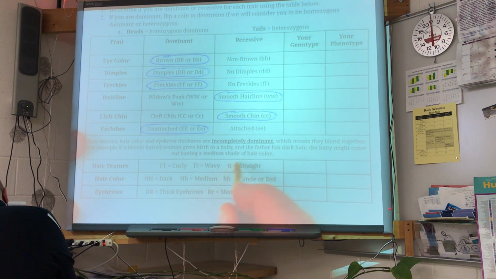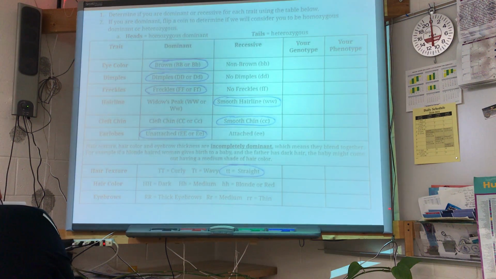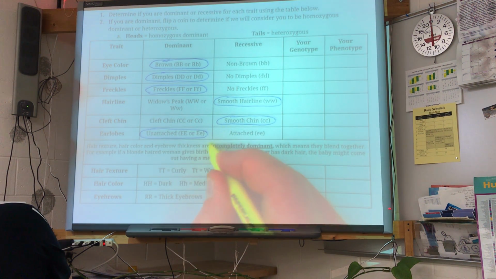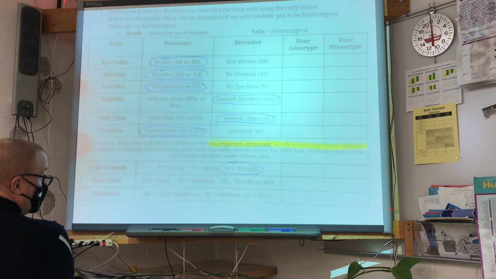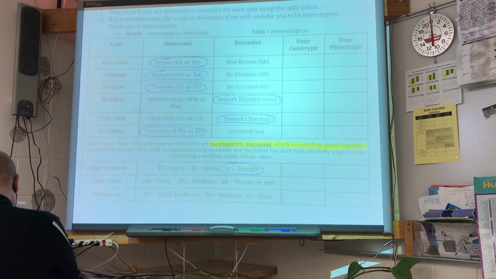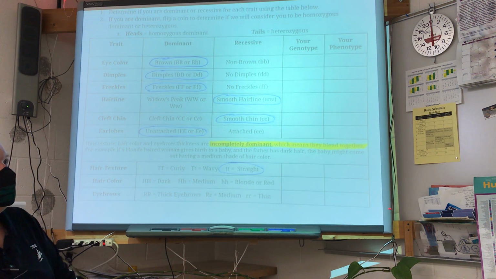Now, the bottom is the same. But now there's 3 different options for hair texture. There's 3 different options for hair color, because incompletely dominant. So dark versus medium versus blonde or red. What would you consider to be dark hair versus medium hair? Dark hair is black, like dark brown. It's kind of a judgment call. Medium? I'd say medium. Then blonde or red hair.